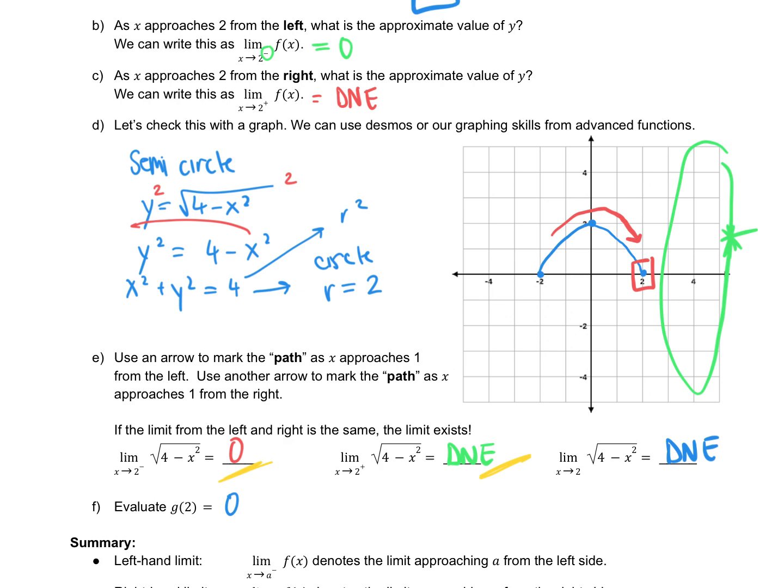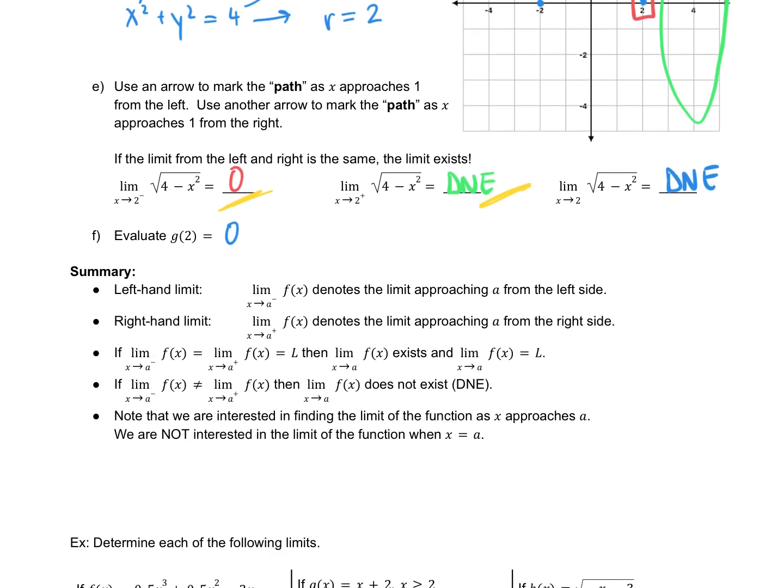So let's summarize these findings. So for notation, left-hand limit versus right-hand limit, you have the negative or the positive as your superscript. So as x approaches a from the left, you have the negative. As x approaches a from the right, you have the positive.